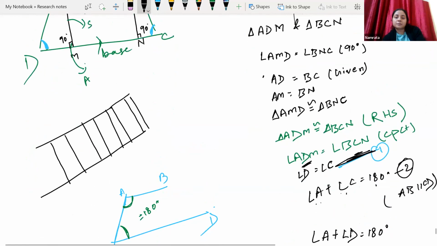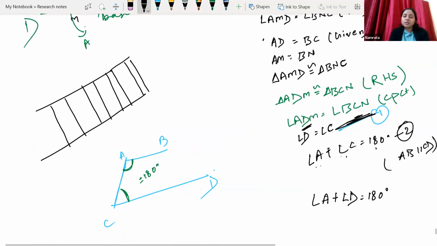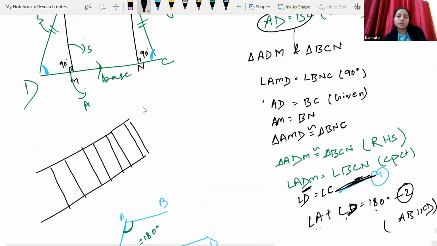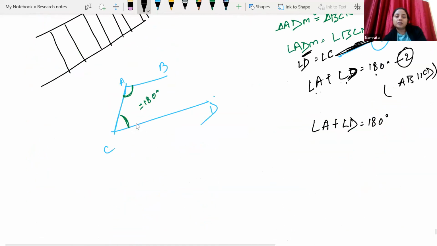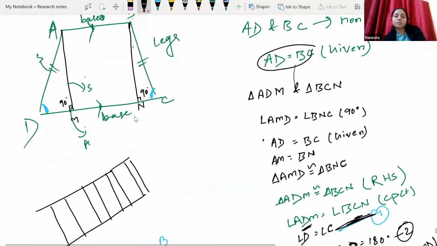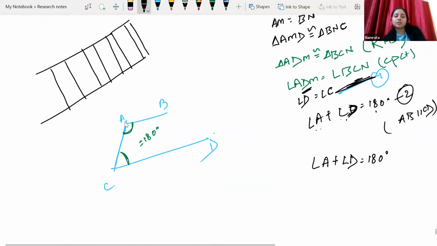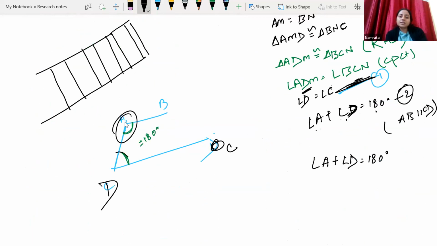Wait. This has to be A plus D, because I have given the wrong name over here. The below figure is not like the above one. AB is okay, but CD I have given incorrectly. So here was C, here was D. We have got angle A plus angle D is 180, co-interior angle.